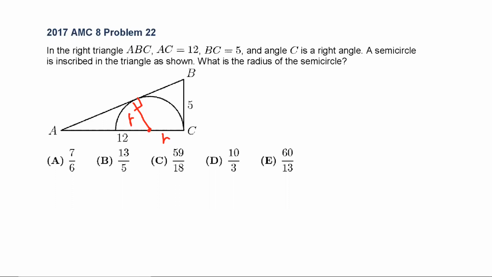So basically you can find a lot of things in terms of r. If AC is 12, then that means A to the center is going to be 12 minus r. So try to set up an equation in terms of r and solve.